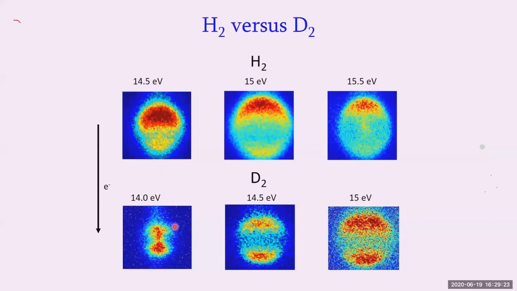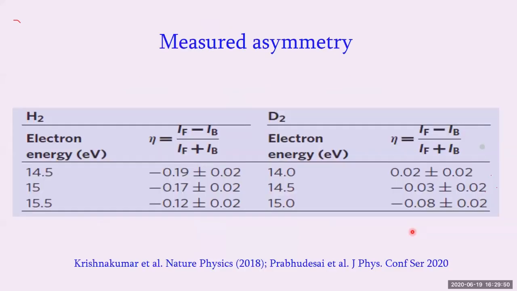So you can see, for example, for D2, there is a slight asymmetry, which is in the opposite direction as compared to H2. And the asymmetry seems to be changing for D2. But the asymmetry is not very strong, but it's changing direction. But there is here, for example, an asymmetry in the same direction as that in the case of H2, but the magnitude of asymmetry is smaller. The question is, how do we explain this?